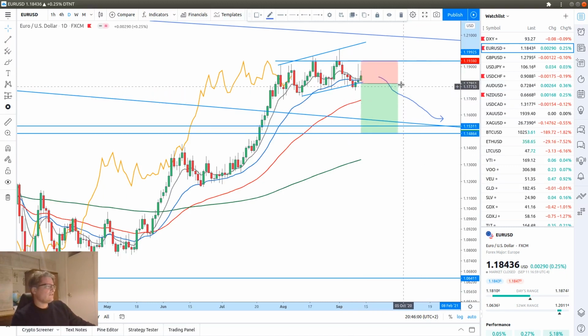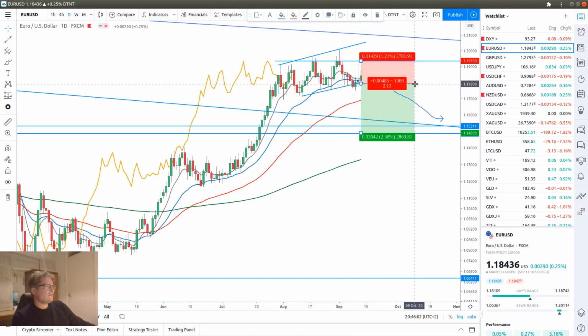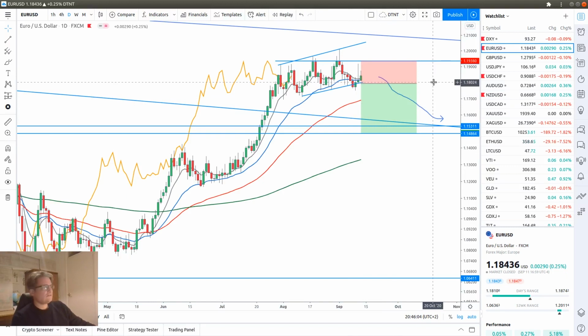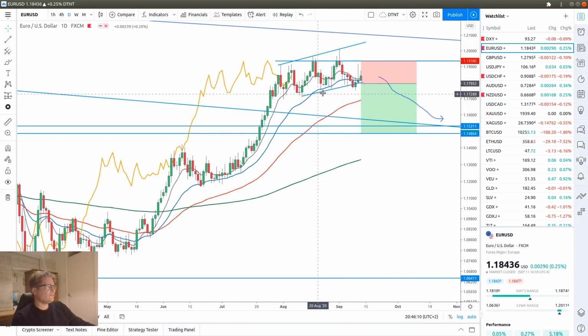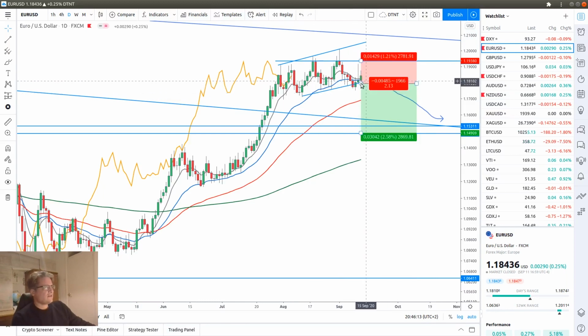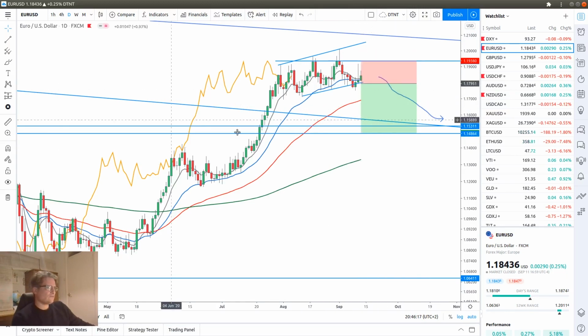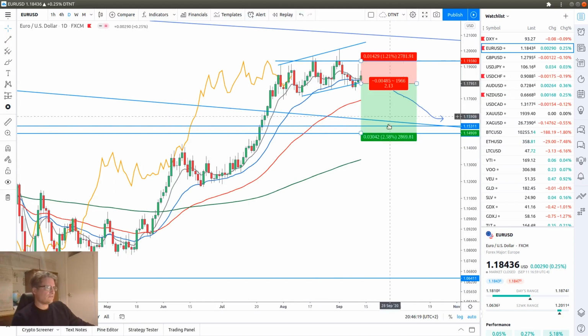So I think there's another trade there to be taken. I'm waiting for a break lower of this pin bar. It will also be a break below this line here, and if it breaks lower, then I will trade it back to this longer term trend line and these horizontal support lines.